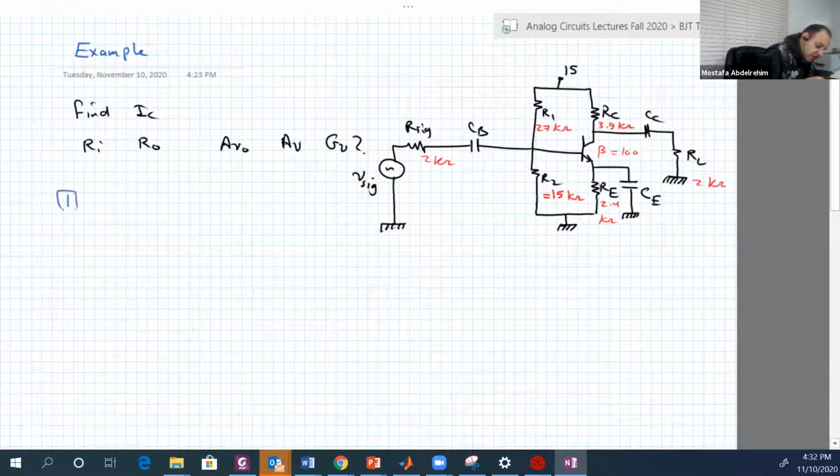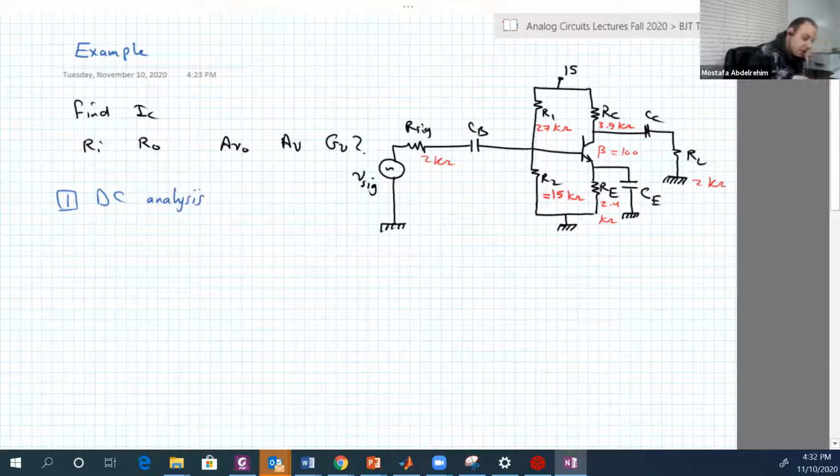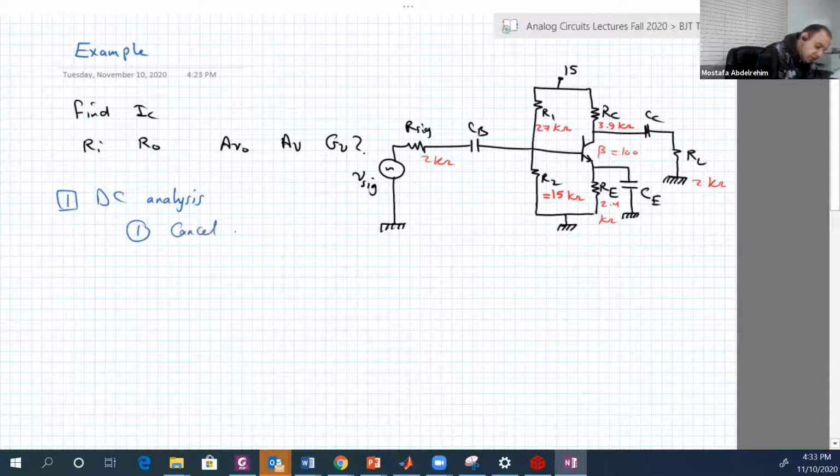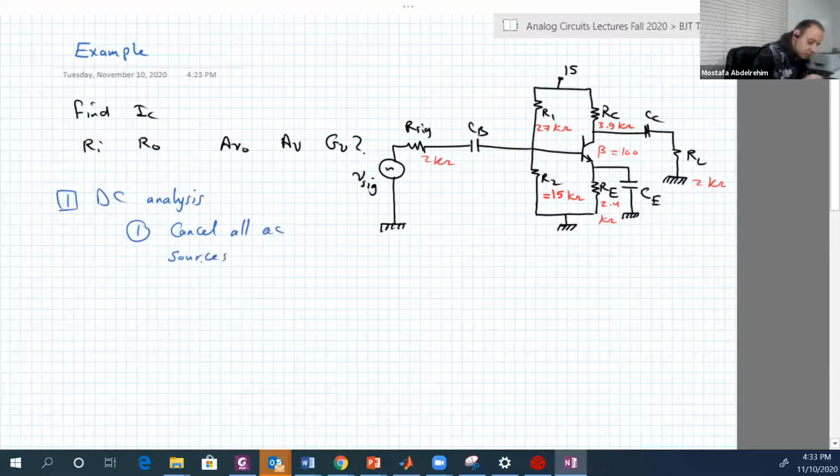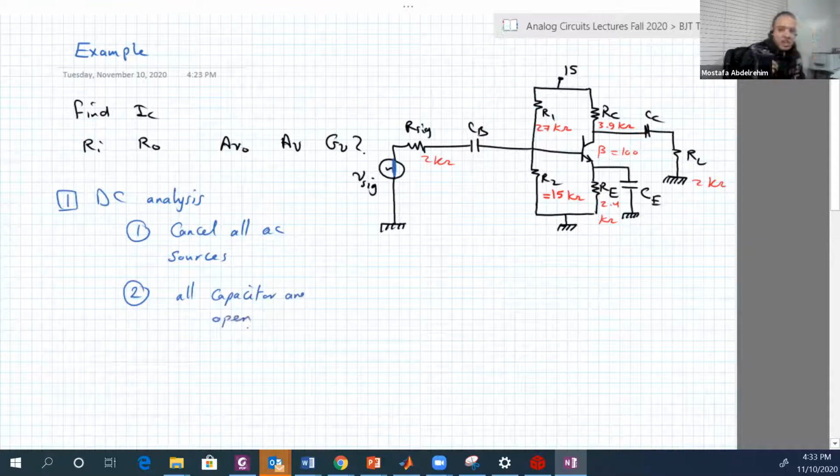First, we start with the DC analysis. In DC analysis, first cancel all AC sources, which is V signal, just one source, only V signal. So make it short here. Number two, all capacitors are open. Replace any capacitor with an open circuit.